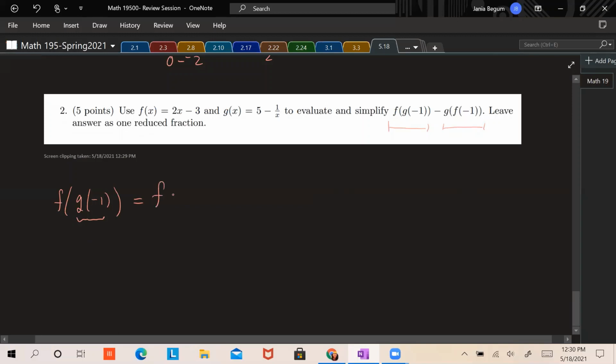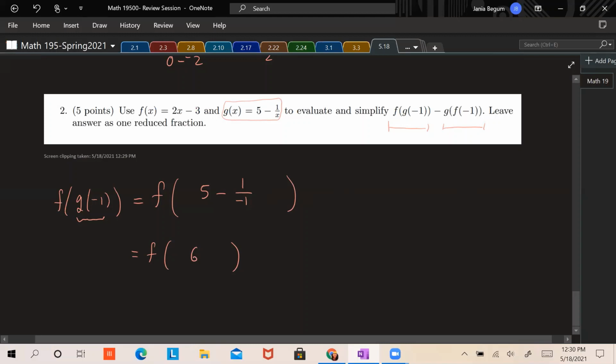So F is still waiting outside. We're going to work with G. So G is going to do 5 minus 1 over x, while x is replaced with -1. And then we figure out what that number is while F is waiting. So this is 5 plus 1, because a double negative is a plus, so that would be 6.